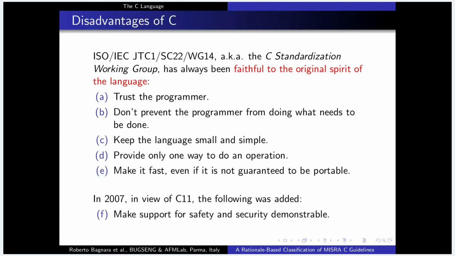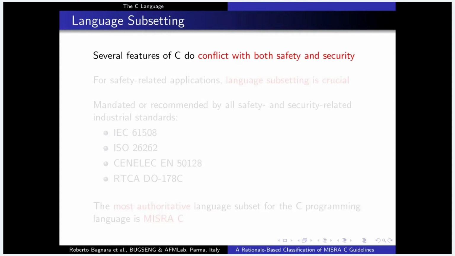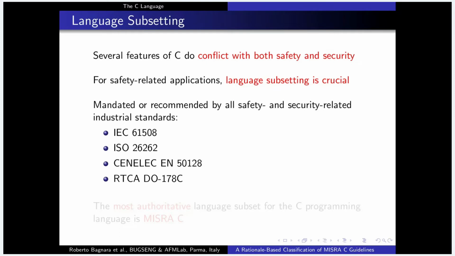Only in 2007, in view of what became C11, the following point was added to the charter. So make support for safety and security demonstrable. It is fair to say that realization of point F is still in progress, largely. Now, given that several features of C conflict with safety and security requirements, what is the solution? The solution identified by industry is very pragmatical. It is called language subsetting, meaning you don't program in C, you program in a safer subset of C. And language subsetting is mandated or recommended by basically all safety and security related industry standards.